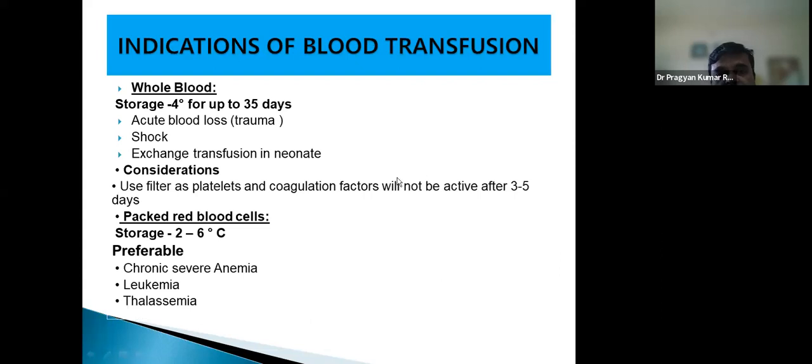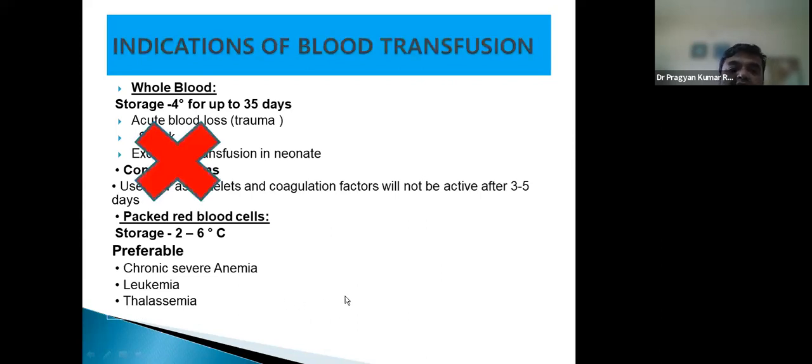Indications of blood transfusion, whole blood we give whenever there is an acute blood loss like trauma, shock, or a neonate in exchange transfusion. And you should give a filter for platelet and coagulation factor, which should not get activated. Packed red blood cell, which is stored at 2 to 6 degrees centigrade, preferably given in chronic severe anemia, leukemia, and thalassemia. Nowadays, whole blood transfusion has gone into disrepute, more importantly because of the more reactions. What we are following are packed red blood cells, mostly component transfusions are more into practice, which is mostly packed red blood cells replacing whole blood in practice.